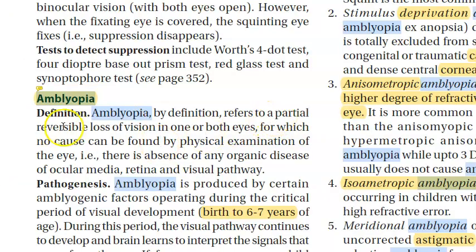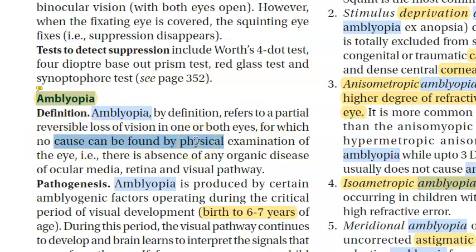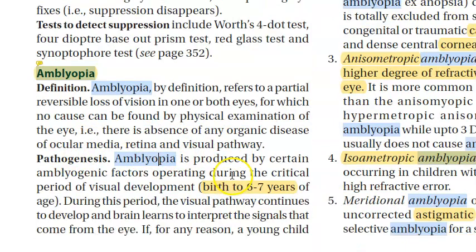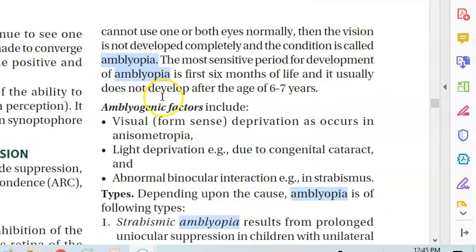They have asked about amblyopia, very important. So this is reversible loss of vision in one or both eyes. No cause found by physical examination. So there is absence of any organic disease. There's no disease as such. So basically what is happening? This is reversible only up till some years, okay? 10 years of age kind of a thing, right?